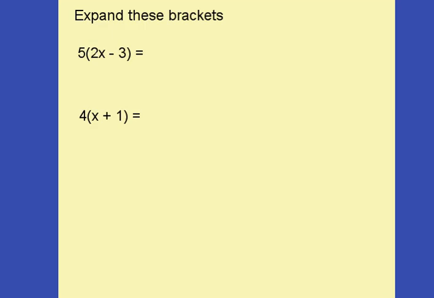Here are some questions for you to do. Press pause and have a go at them. When you're ready for the answers, press play again. Five times 2x is 10x, and 5 times minus 3 is minus 15. 4 times x is 4x, and 4 times 1 is 4.